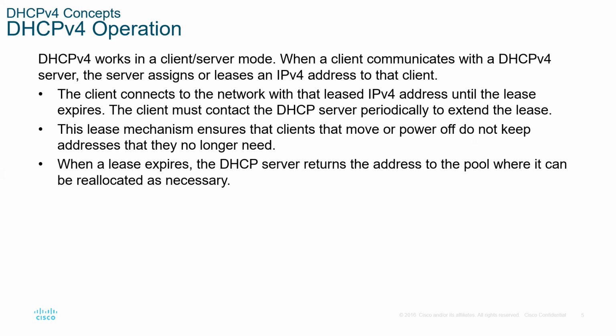So I think this was one of the ways which was very useful in conserving addresses. If a device is not active, then the lease that it has will expire. That address will then later on be used. So I think that's another advantage of having this lease mechanism. Obviously, with the introduction of IPv6, it seems like it doesn't have much relevance, but it still is very useful. When a lease expires, the DHCP server returns the address to the pool where it can be reallocated as necessary. Right.